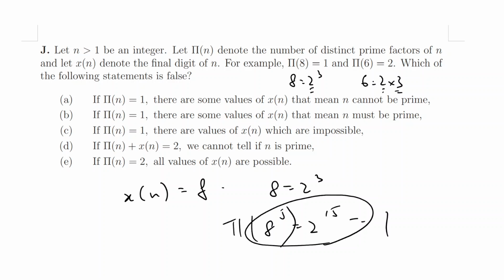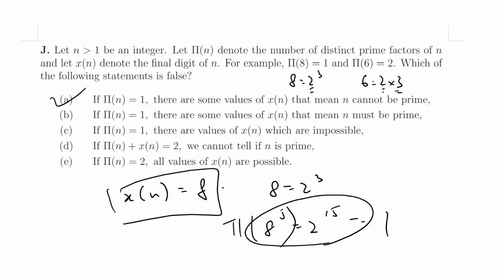You know that the only even prime number is 2. So anything which ends in 8 can never be a prime, right? So A is true. For example, if I take x of n is 8, then n cannot be prime. So that's correct.